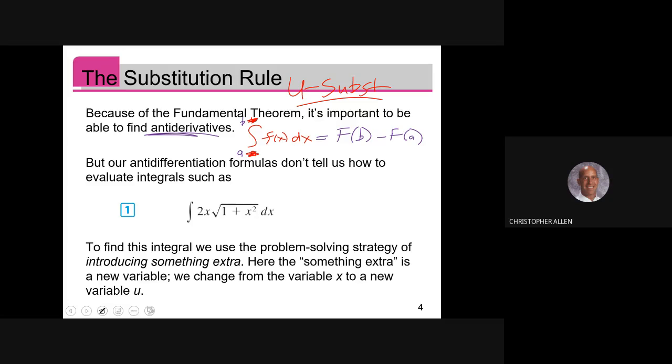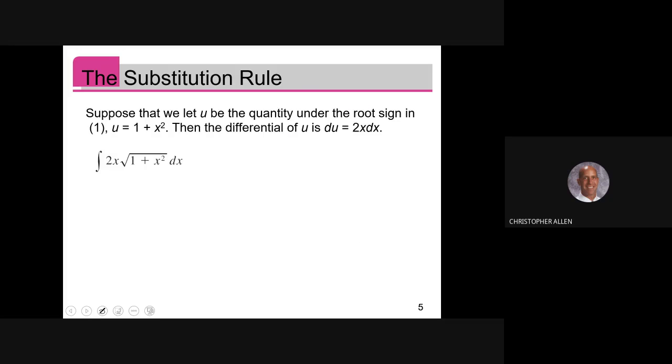We'll talk about that in the coming slides. Here, the something extra is a new variable, which I'm going to call u. That's why we call it u sub. Oh, and I should make sure I say this before we go too far. What I'm getting ready to show you today, after time, becomes very easy to do, second nature, though it may not feel that way today. Just trust me that eventually it kicks in. Some of you might just get it right off the bat, and that's fine. Let me do an example.